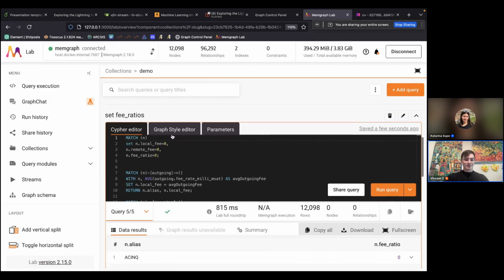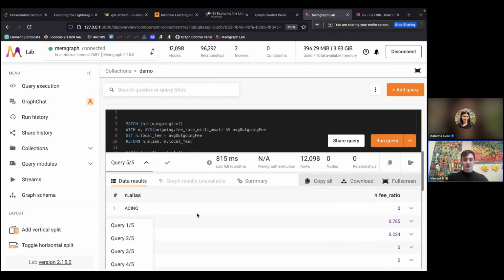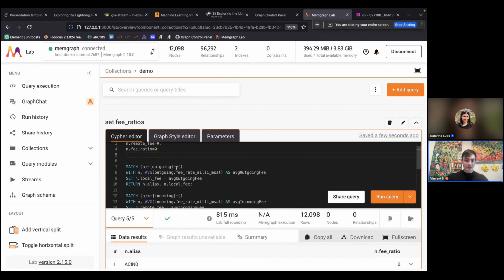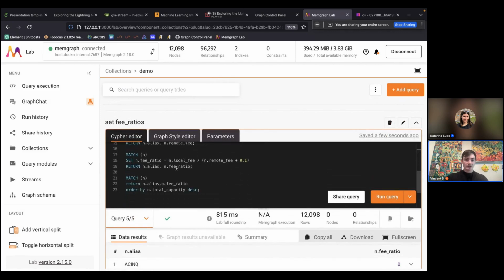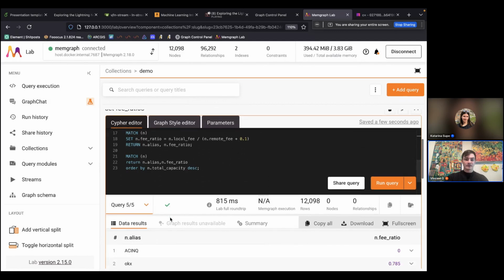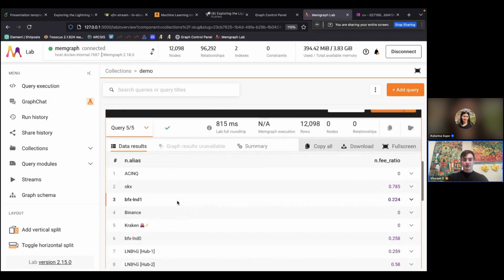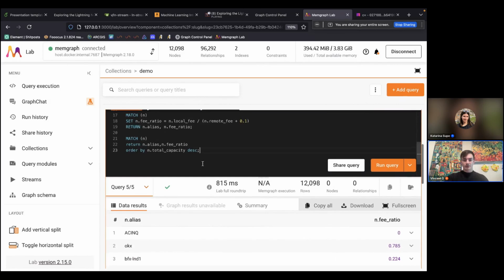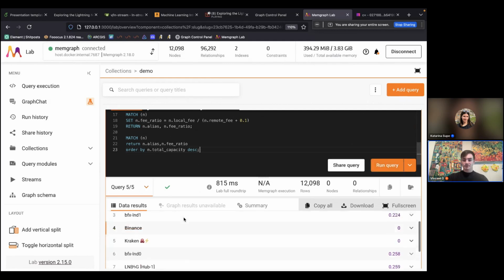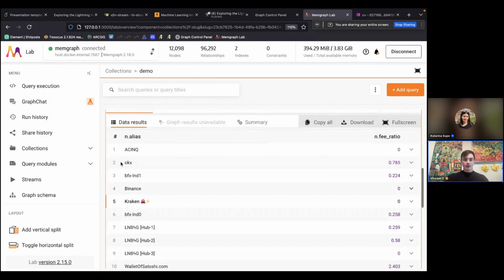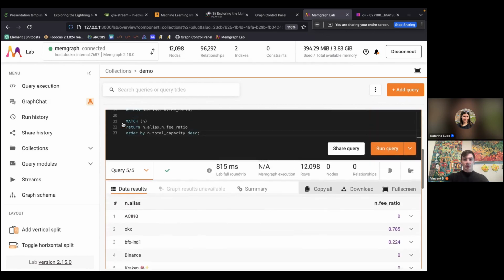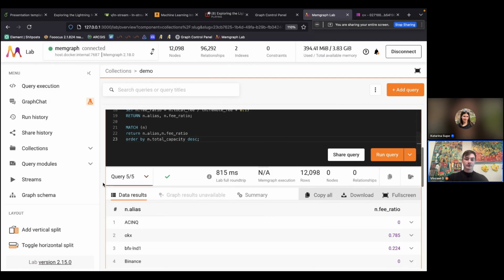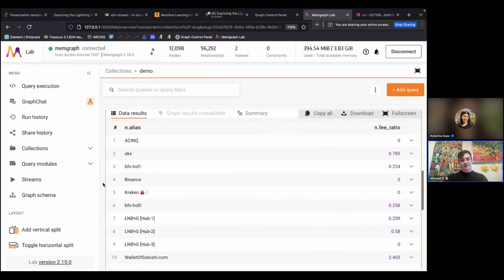detonate. So yeah, just looking at this, the first one sets them all to 0, then the next two get their incoming and outgoing, and then the very last one sets the fee ratio, and it should be descending. I'm not sure why it's not. Oh, because it's ordered by total capacity. So yeah, we're looking at these influential nodes and then their fee ratio.